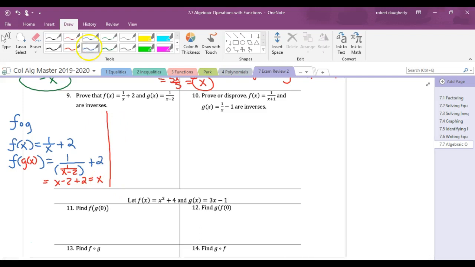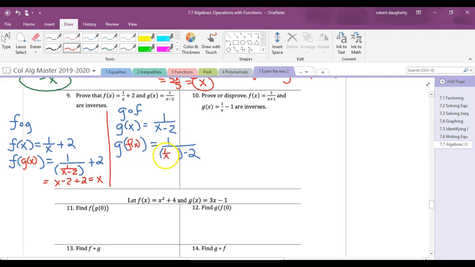Now let's go look at g composition f. So g of x is 1 over x minus 2. And I need to substitute f of x, which is 1 over x plus 2. So this becomes 1 over 1 over x, which is x. So yes, these are inverses, okay? So these are inverses.